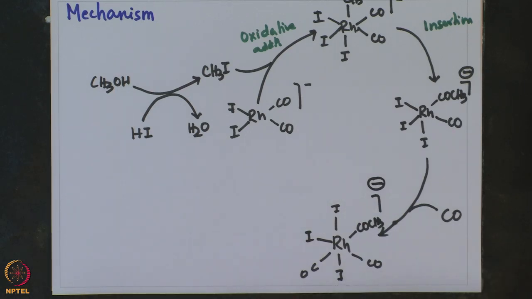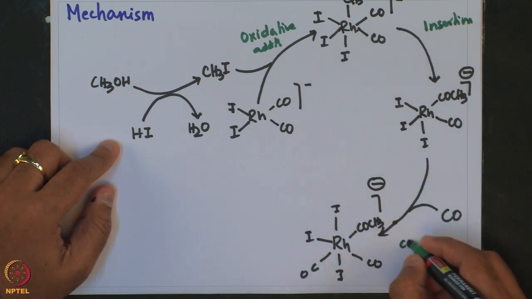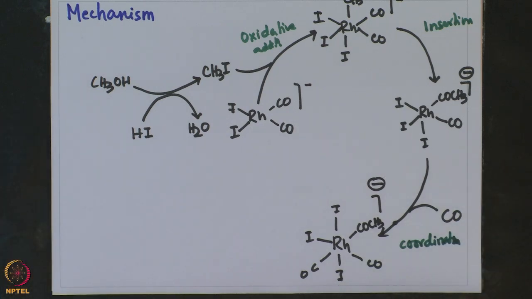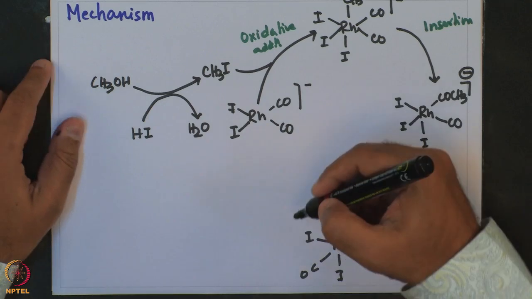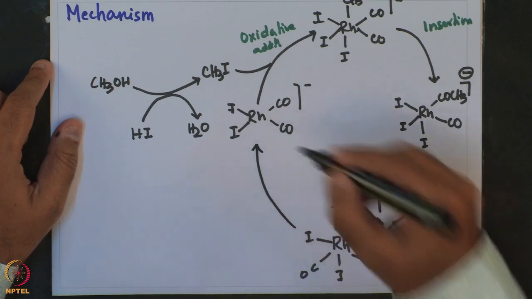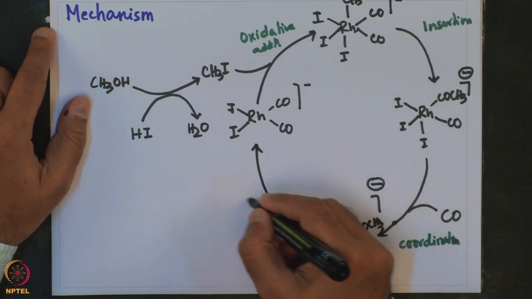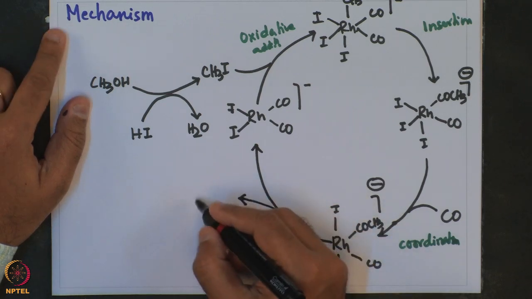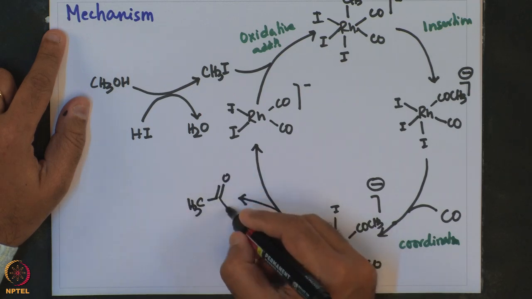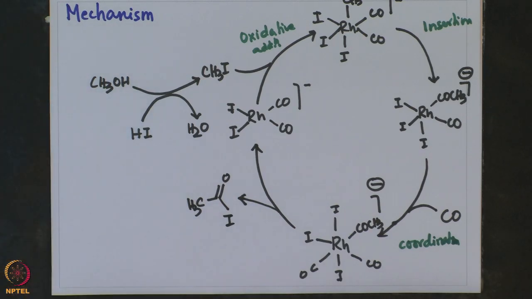So, this step is coordination, carbon monoxide coordination, followed by reductive elimination to give CH3COI and regeneration of rhodium diiodide dicarbonyl anion.